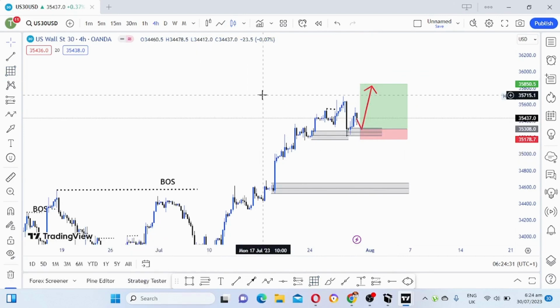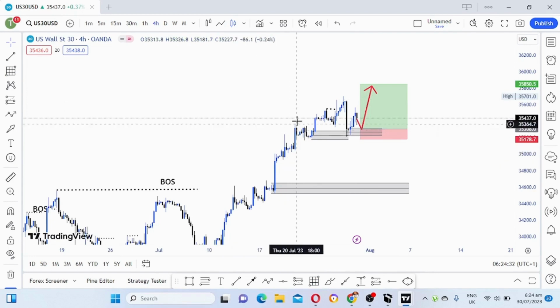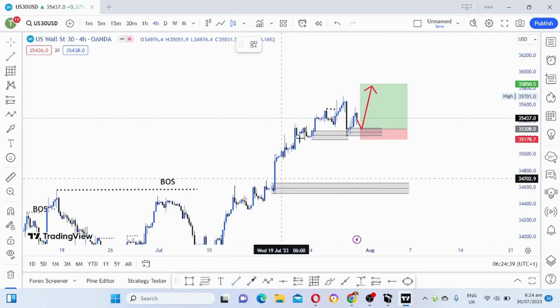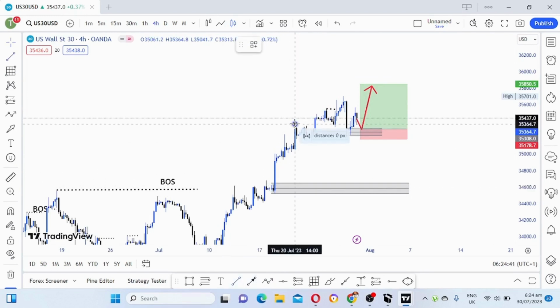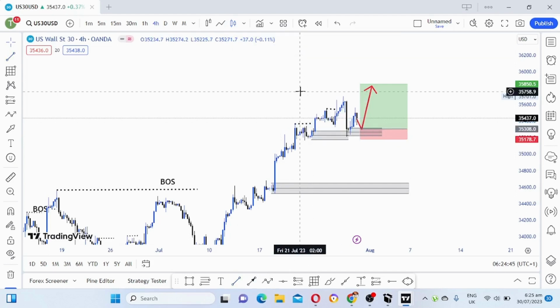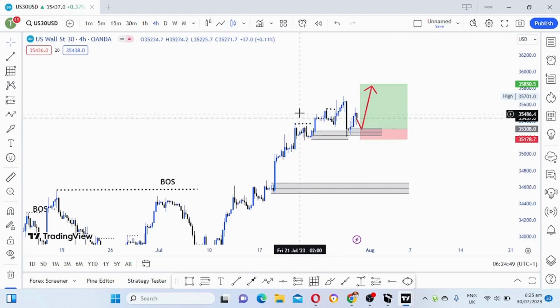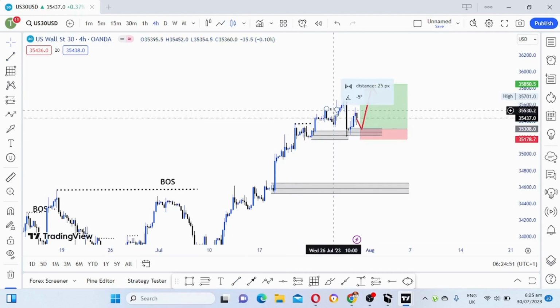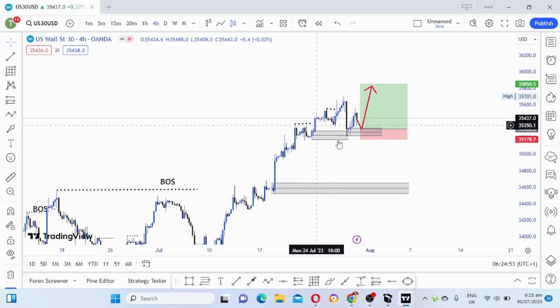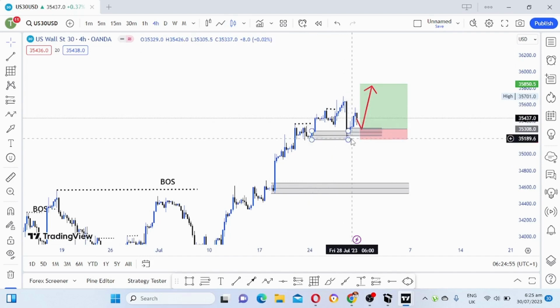As you can see, we are in an uptrend. Our first break of structure is here, second break of structure, third break of structure. This is our last break of structure. We already tapped into this demand zone on H4, and price is now reacting at this demand zone.